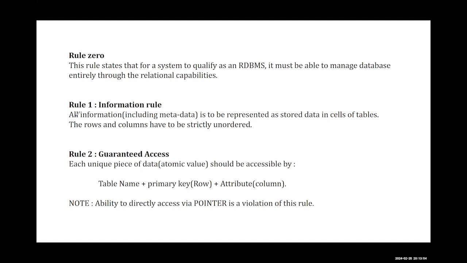The very first rule is rule 0. This rule states that for a system to qualify as an RDBMS, it must be able to manage the database entirely through its relational capabilities. Now, what is the meaning of relational capabilities? We have studied the network model and the hierarchical model. In the hierarchical model, we had records stored in a tree-like structure. Then in the network model, all the records were connected to each other.